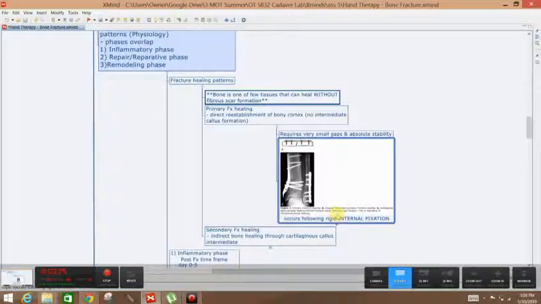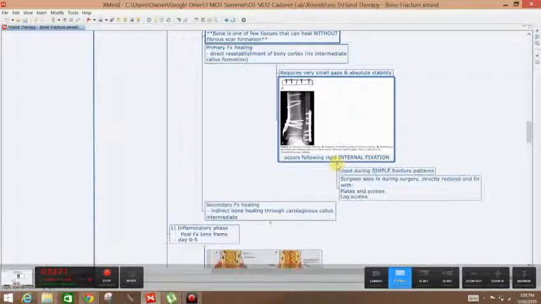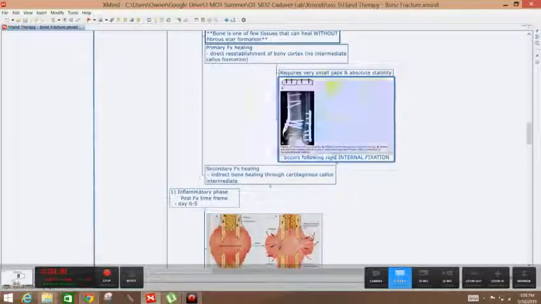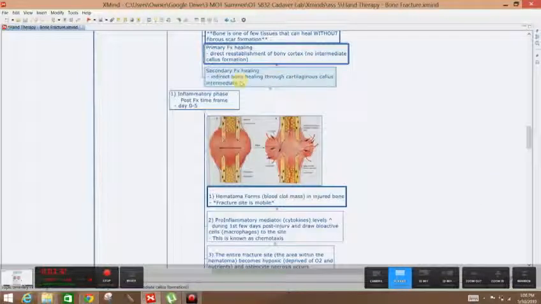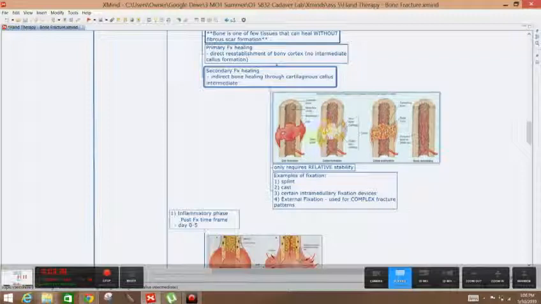Secondary, and there's more information here too. Secondary bone formation or fracture healing is basically endochondral bone formation. There's that bony callus that occurs, and that will go into more depth in the phases of healing. It only requires relative stability, and examples of fixation that result in secondary fracture healing are splints, casts, certain intramedullary fixation devices, and external fixation, which is used in complex fracture patterns.